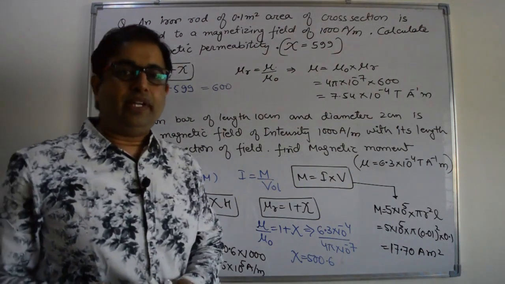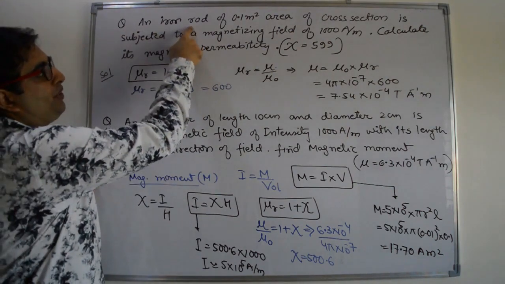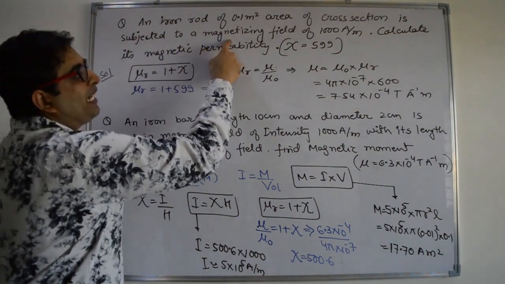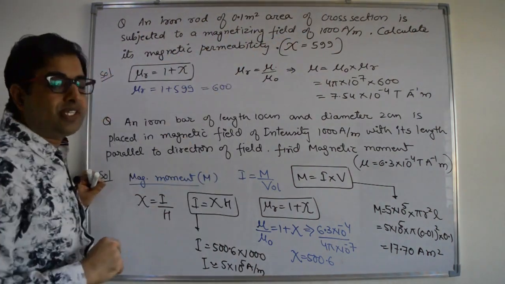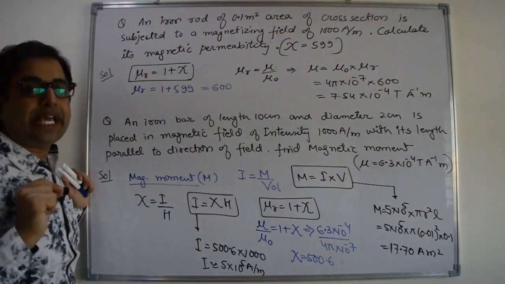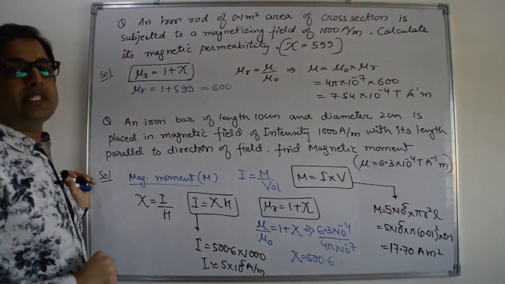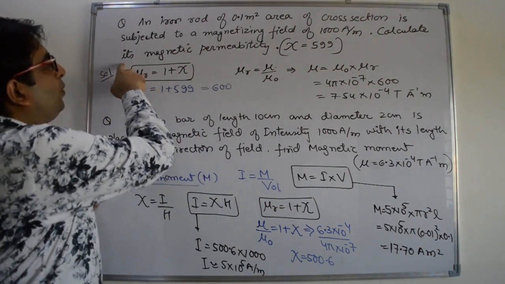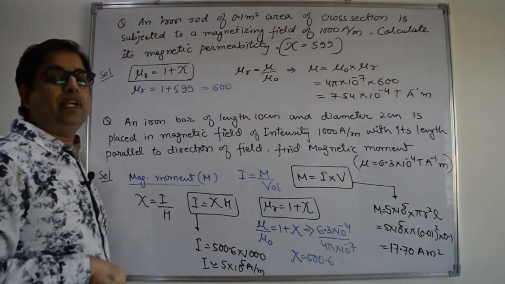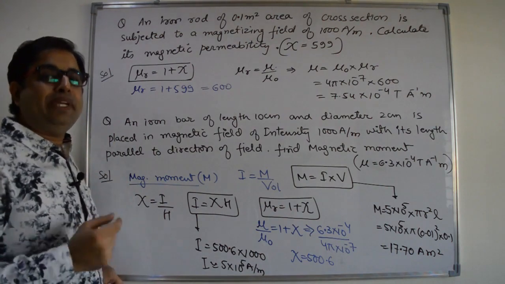Now let us see some numericals related to the previous point. First numerical: we have an iron rod, area is given to you, and it is subjected to magnetizing field 1000. What is magnetizing field? See the unit, it is ampere per meter, so it is H, not B. It is ampere per meter, not Tesla, so it is H. We have to calculate magnetic permeability. They are not saying relative permeability. They are not asking mu r. They are asking mu, permeability of the medium.